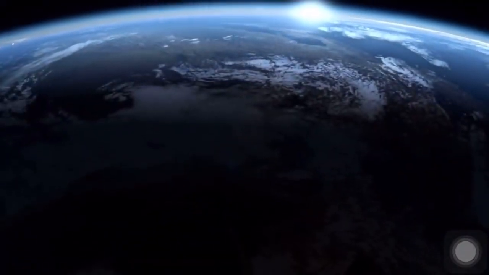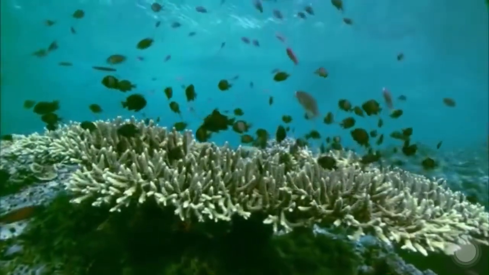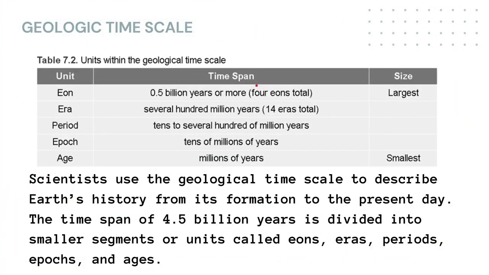The reason our Earth is special is because it is an ocean planet. Water covers 70% of the Earth's surface. Now let's talk about the geologic timescale. Scientists use the geological timescale to describe Earth's history from its formation to the present day.